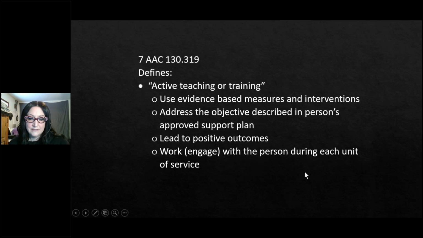And active teaching or training is that which uses evidence-based measures and interventions. It addresses the objective, meaning the step that it takes, the steps that a person would take, doesn't have to be just one, the step the person takes as described in their support plan, their approved support plan. It leads to a positive outcome. So there's evidence that we can see that the person is moving towards their goal, making incremental progress.